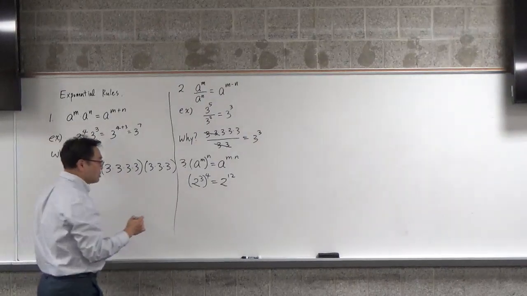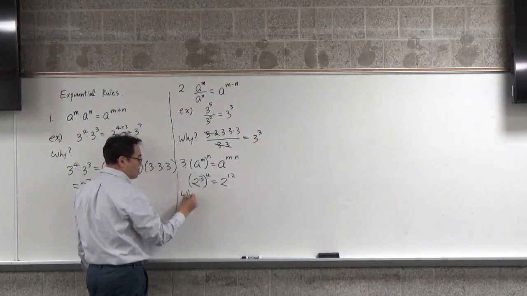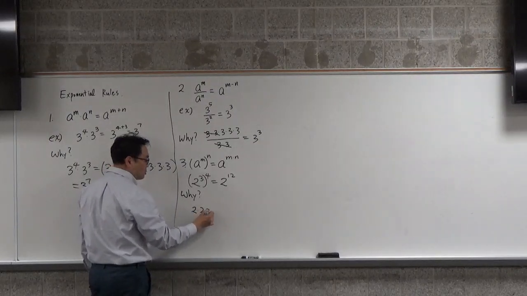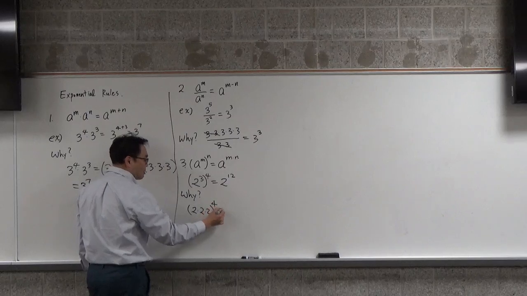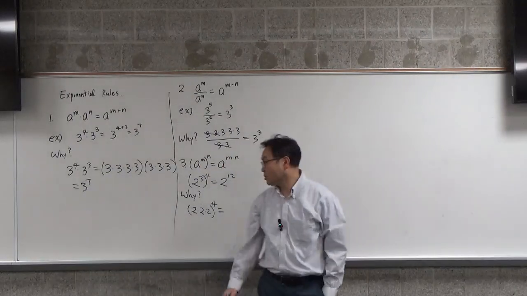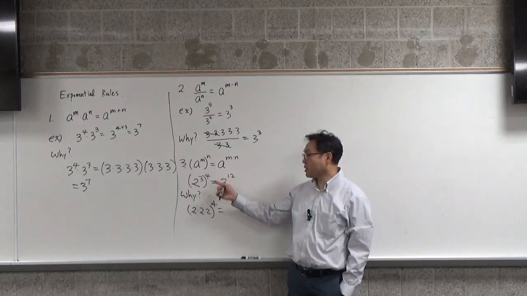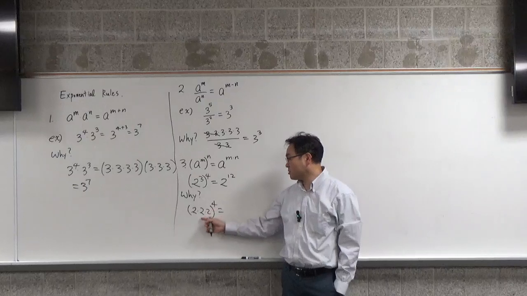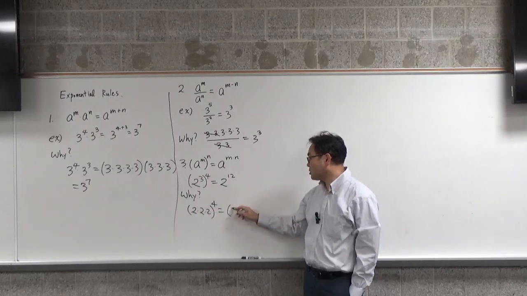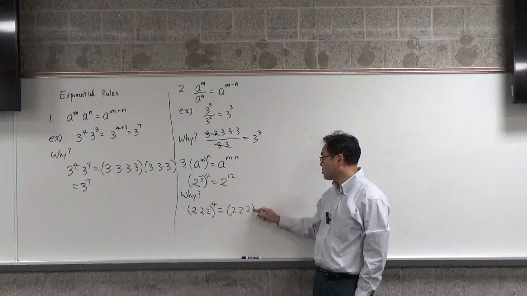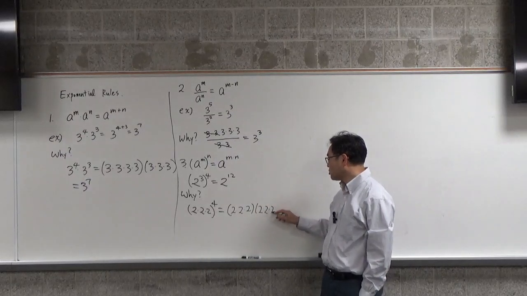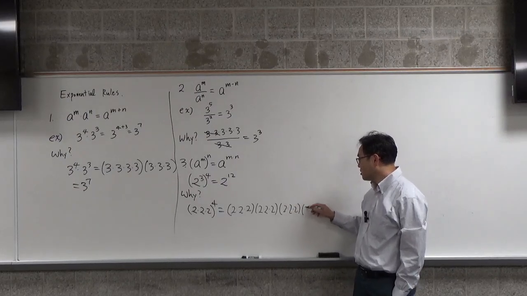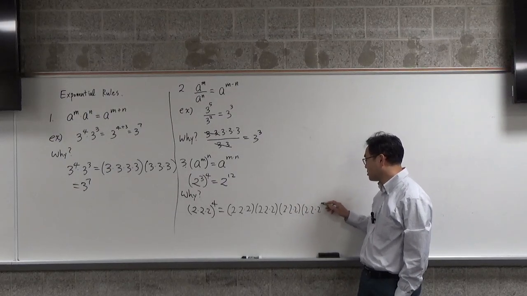Why is that? Well, think about 2 to the 3rd power. That's 2 times 2 times 2. And that's being taken to the 4th power, right? So if you have 2 to the 3rd power to the 4th power, that means 2 times 2 times 2 is taken to the 4th power, which means you repeat this 4 times. 2 times 2 times 2, 2 times 2 times 2, 2 times 2 times 2, 2 times 2 times 2.